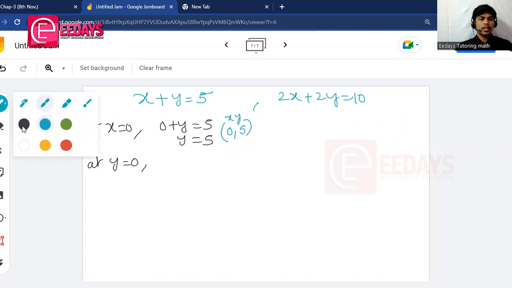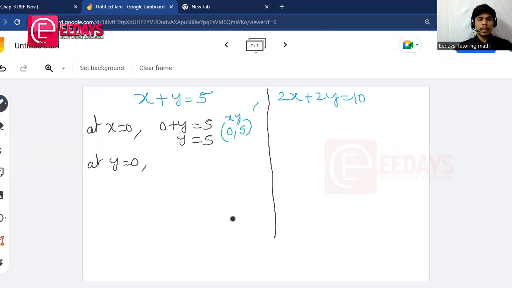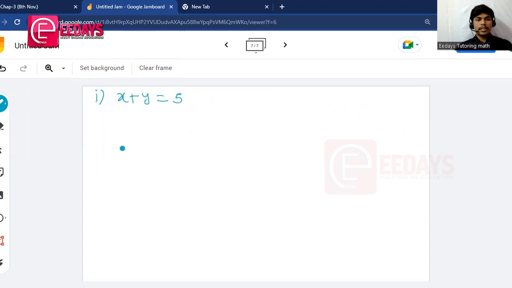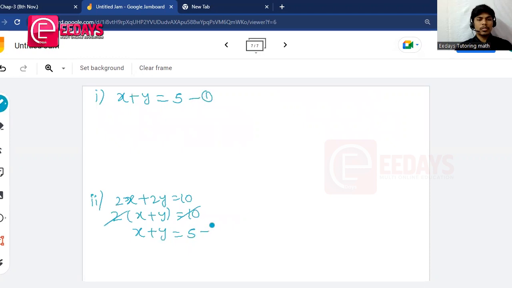Okay, let's do one thing. The first equation is x plus y is equal to 5. And the second equation I'm writing here, 2x plus 2y is equal to 10. If you take 2 common, x plus y is equal to 10 by 2, and 2 and 10 get cancelled, so you get x plus y is equal to 5. Observe equation 1 and equation 2. You'll get both equations are the same, so you get the same values here.